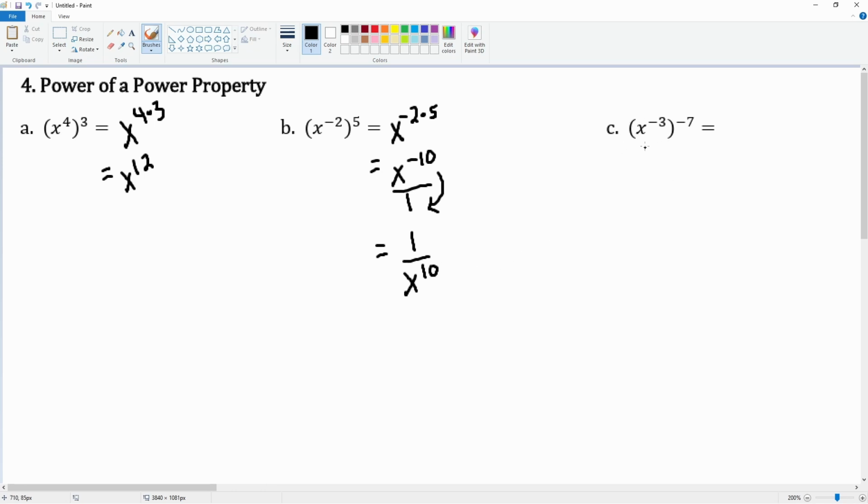Then c, let's multiply x to the negative 3 times negative 7. A negative times a negative is a positive, so this is x to the positive 21.